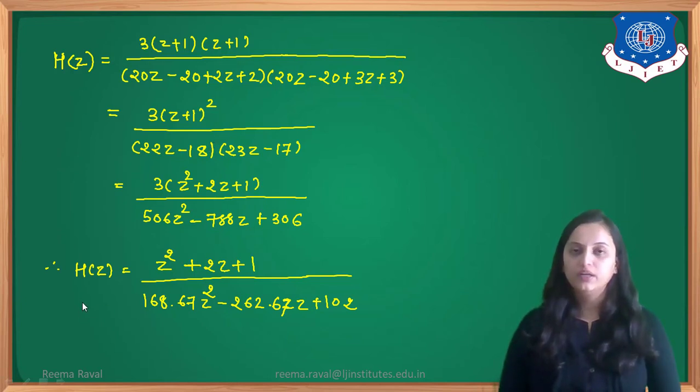So the final answer here will become H of z equals (z square plus 2z plus 1) divided by (168.67z square minus 262.67z plus 102). So this is the final answer of H of z, that means the transfer function of the filter using this BLT method.